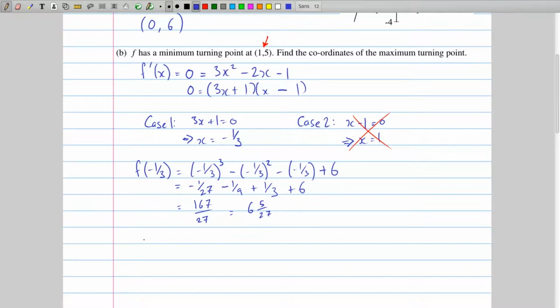So that's the y coordinate. We have to finalize our answer by writing both coordinates in a bracket. So we say minus 1 over 3 and 167 over 27.